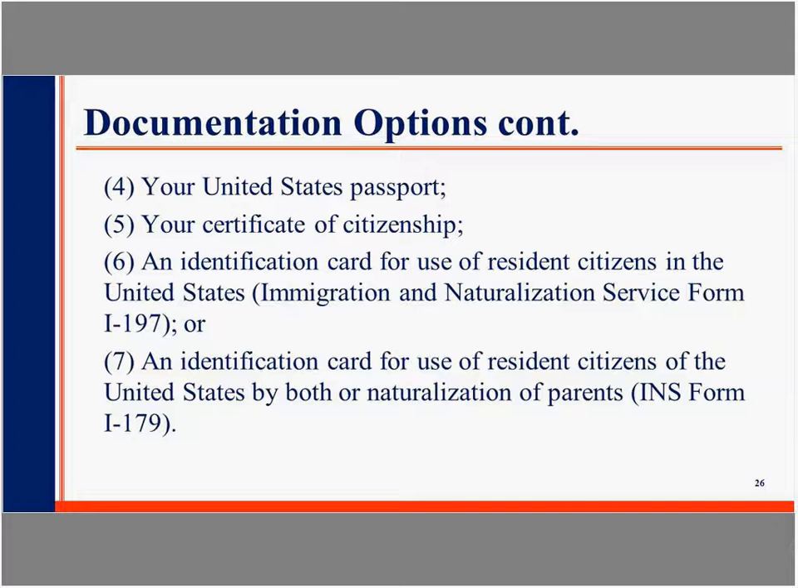Citizenship, naturalization. Identification card for use of resident citizens in the United States. That would be the I-197, or an identification card for use of resident aliens in the United States by birth or naturalization of parents. That's Form I-179.